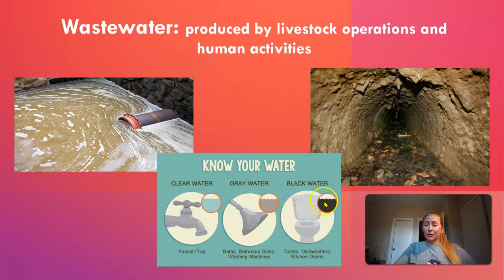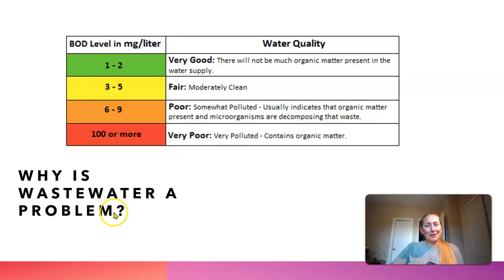Sometimes you might see reference to different colors of water. Clear, or sometimes it's called blue water, is clean water that's coming out of our taps. Gray water is soapy water. You can see in my little diagram here, water that's coming from your bathroom sink or your washing machine or your shower. And then black water is the water that has fecal matter in it, and it's coming from your toilet. Or black water might also be very high in nutrients, coming from dishwashers where there's food gunk and stuff like that.